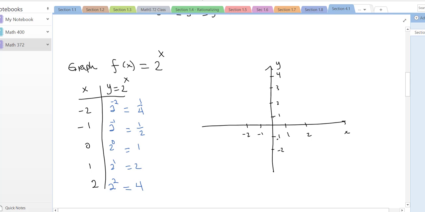So it's going to be, here's positive 1, so divided into 4s. So it's going to be somewhere way down there. When x is negative 1, we get 1/2. So half of that. At 0, we get 1. And at 1, we get 2. So notice that now it starts to increase really fast. So this is the graph of an exponential.